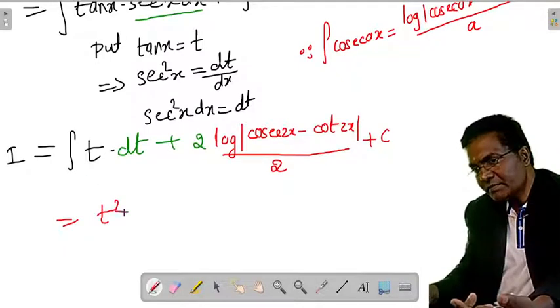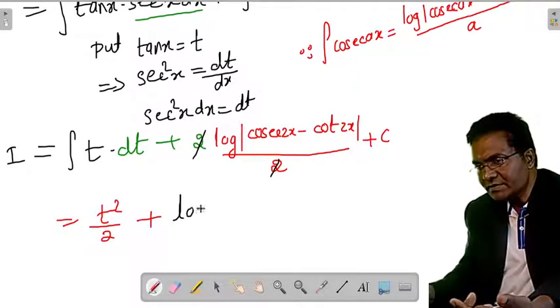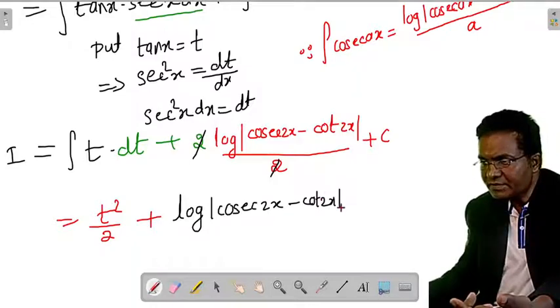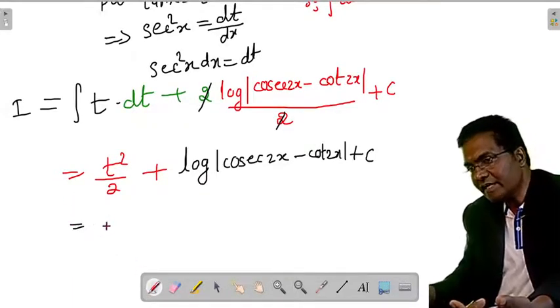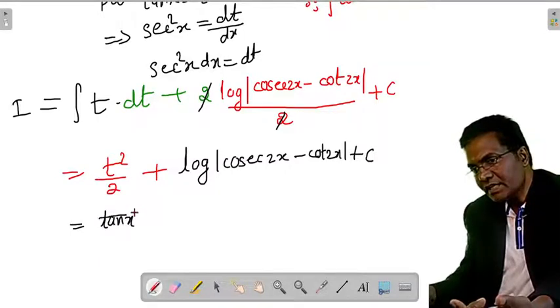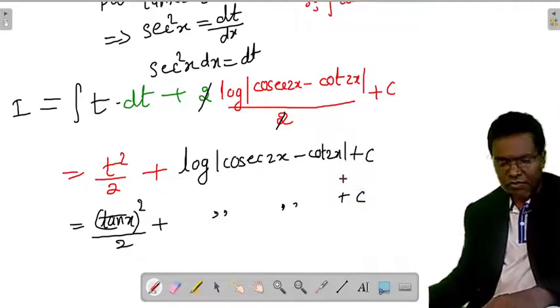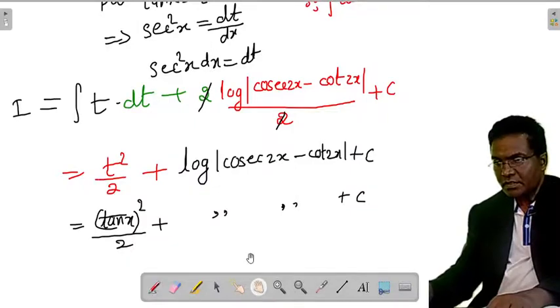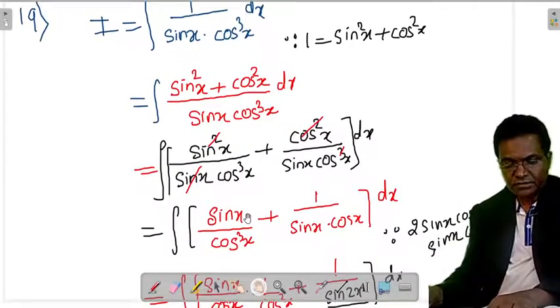So integration of t is t square by 2, plus this 2 cancels and you write it as it is, log of cosec 2x minus cot 2x plus c, and finally replace your t. You have taken t as tan x. So this is tan x whole square by 2 and this as it is. Okay. So this is problem number 19. Let's have the 20th one.